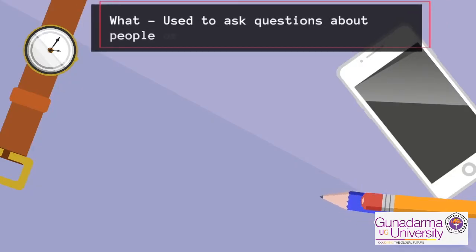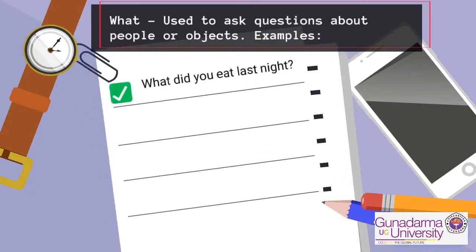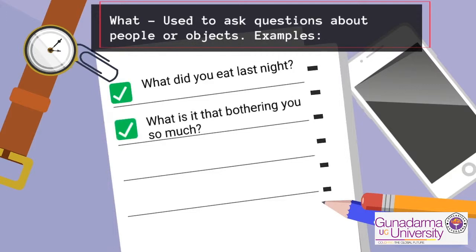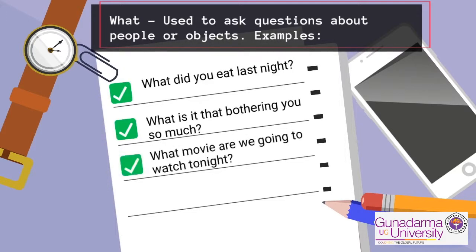What, used to ask questions about people or objects. Examples: What did you eat last night? What is it that's bothering you so much? What movie are we going to watch tonight? What is your friend's name?